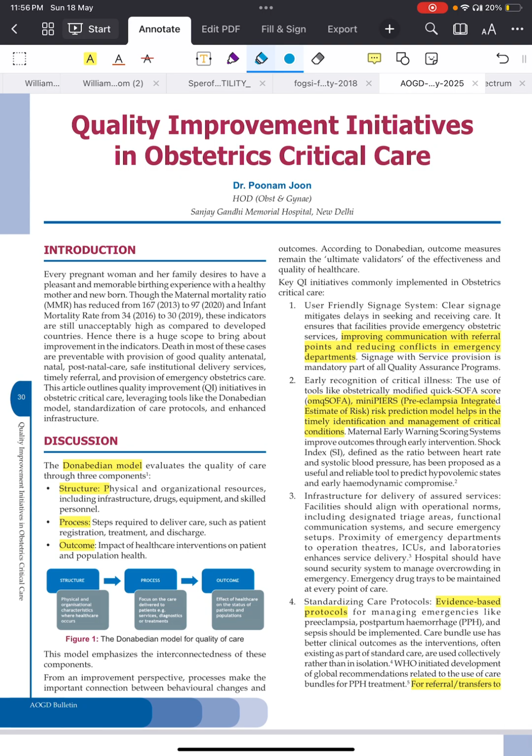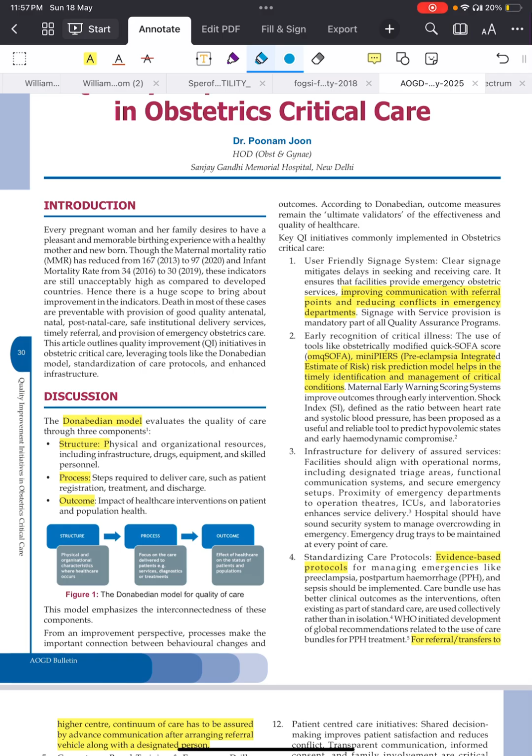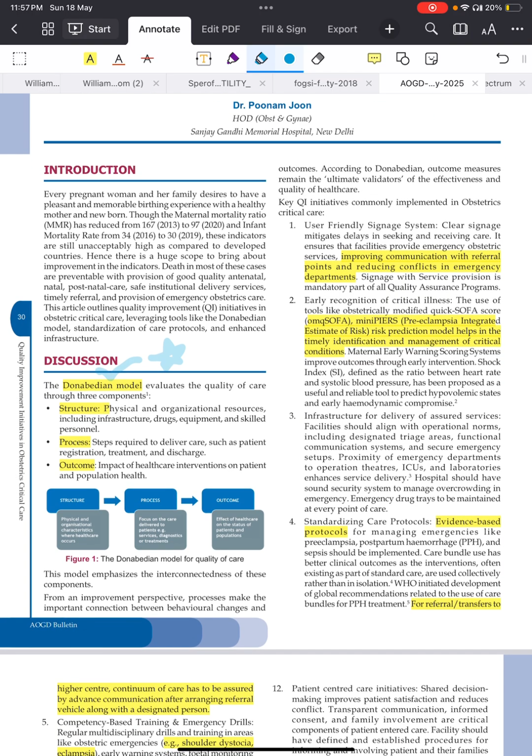Next topic is quality improvement initiatives. This is also nothing new. Structure, process and outcome, that is known as the Donabedian model. There are new points in this topic, but it is mostly of the preventive medicine type. Key initiatives are the early warning signaling system and early recognition like qSOFA, OMEWS qSOFA. Mini PIERS is the one which is used for preeclampsia.